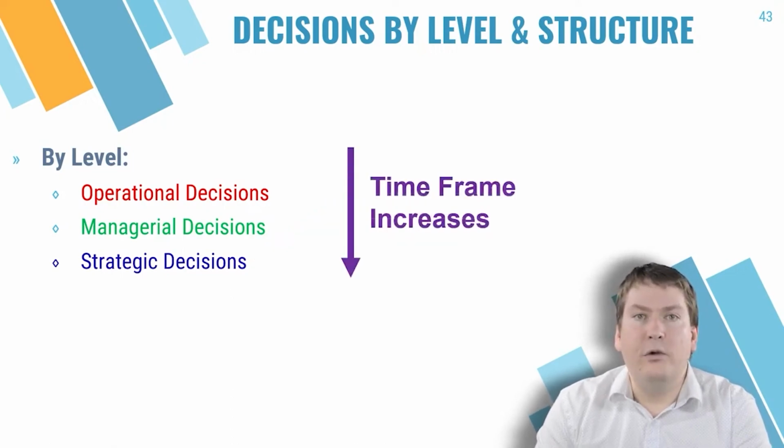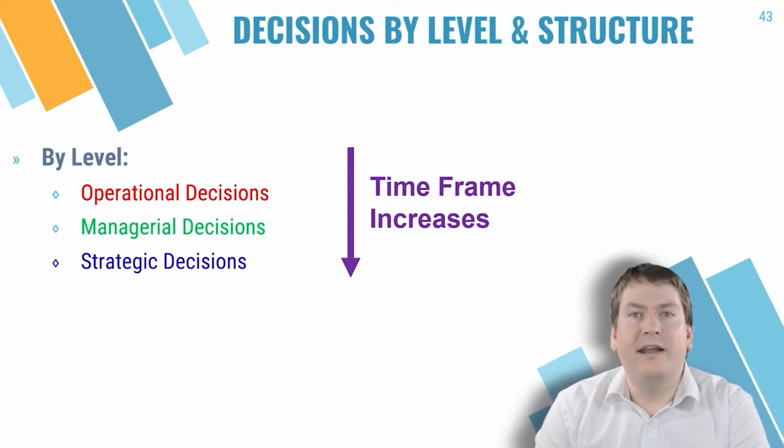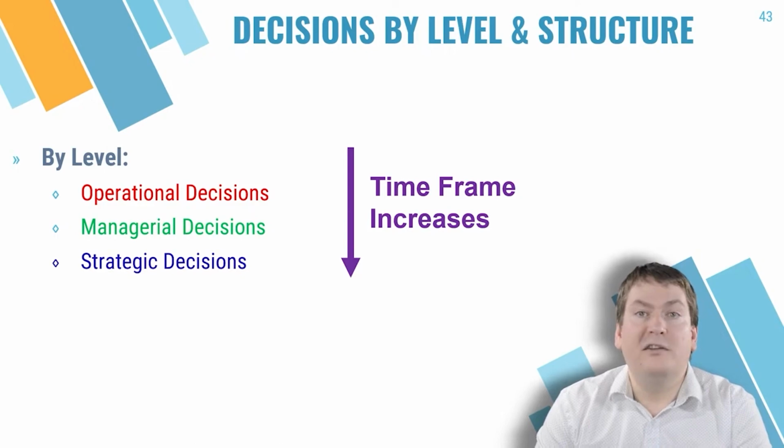An important thing to note is that as we move from operational decisions to managerial decisions, the time frame increases. Operational decisions tend to apply to short-term actions. What inventory do we need to buy today? Managerial decisions involve longer time frames, such as what will the budget for raw ingredients be for the next year? And strategic decisions involve the long term. Their consequences may not be realized for many years.